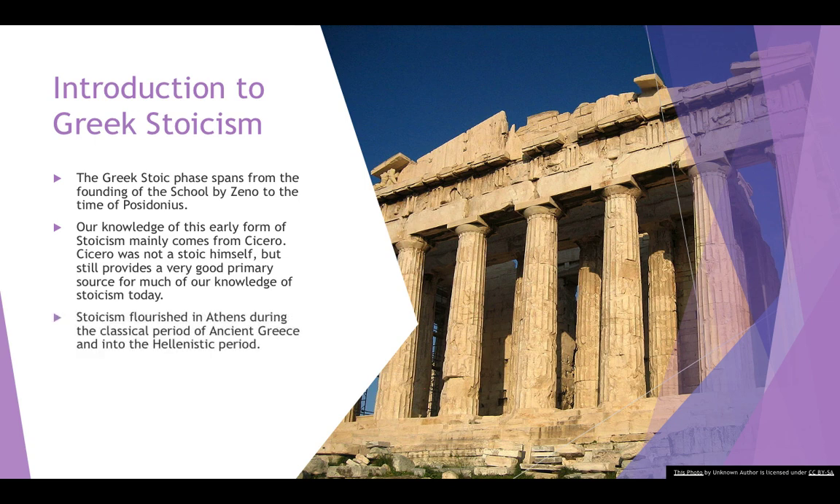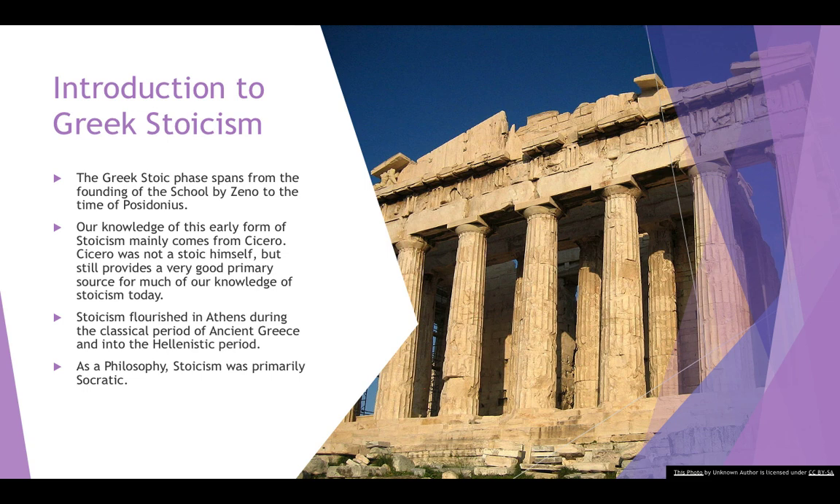Stoicism actually flourished in Athens during the classical period of ancient Greece into the Hellenistic period. And as a philosophy, Stoicism was primarily Socratic. So it was primarily based in the theories and ideas of Socrates.